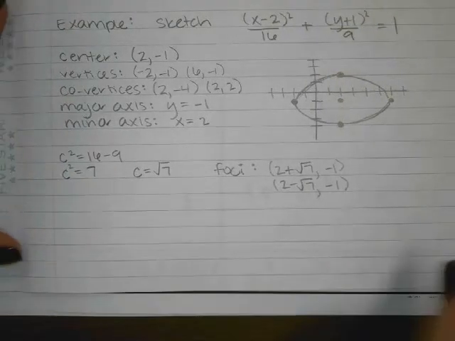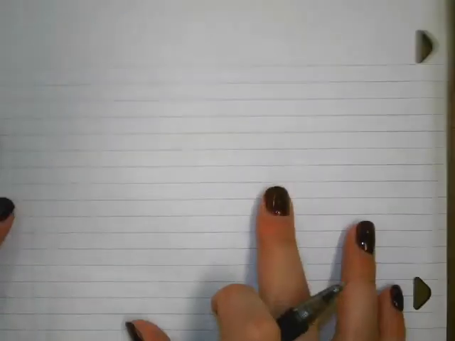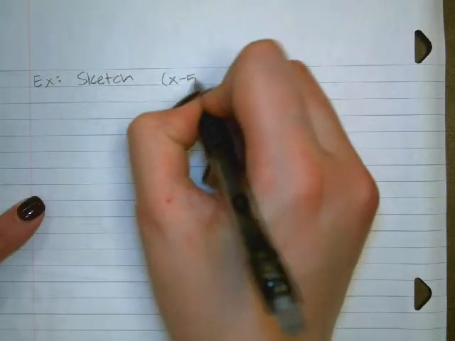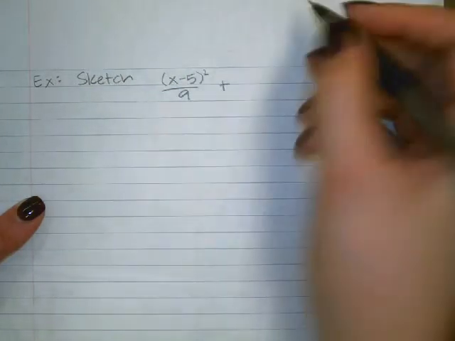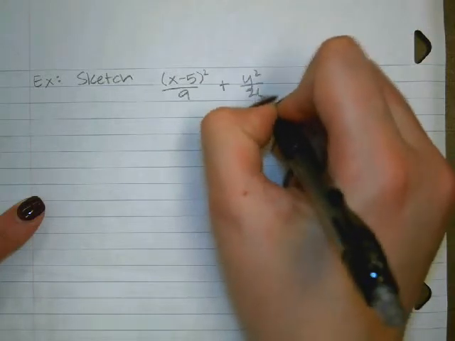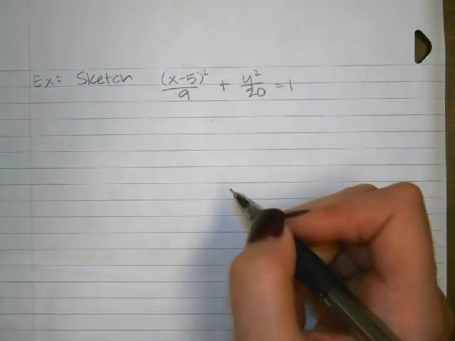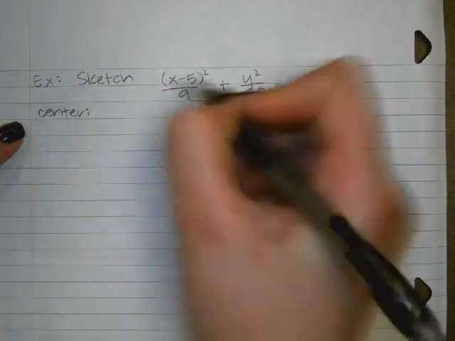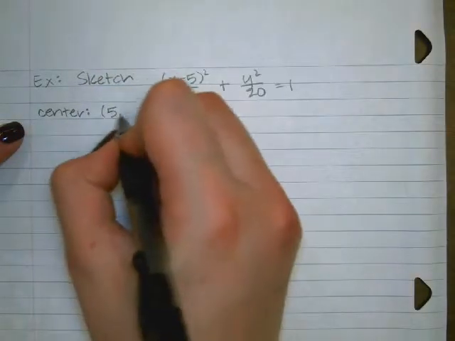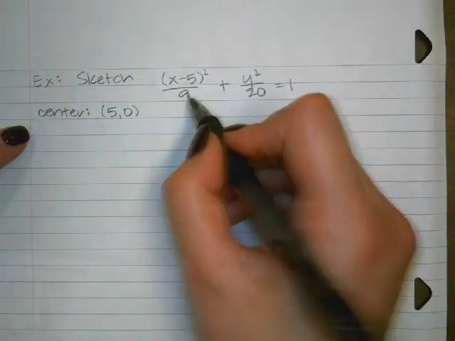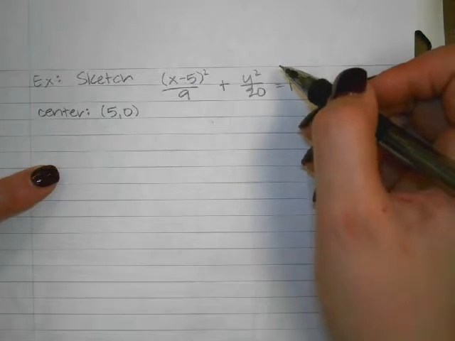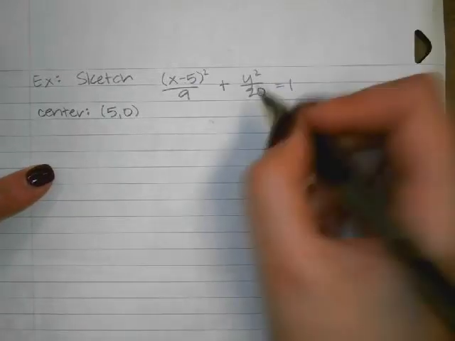Okay, so let's go ahead and do another one of these now that we know what all the words are. So here's the next example. We're going to sketch x minus 5 squared over 9 plus y squared over 20. So we know that the center is 5, 0. And we're going to go left and right 3, and we're going to go up and down the square root of 20, whatever that happens to be. So I know that I have to have space to move to the right 5.